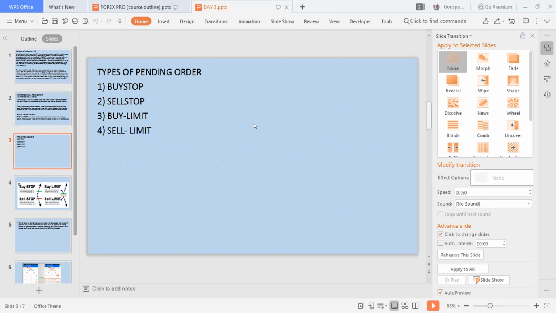We have several types of pending orders. We have the buy stop, sell stop, buy limit, and sell limit. Of all these, the ones that traders use mostly are buy stop and sell stop. I am not saying buy limit and sell limit do not exist, but traders rarely use this type. But the four of them are all pending orders.